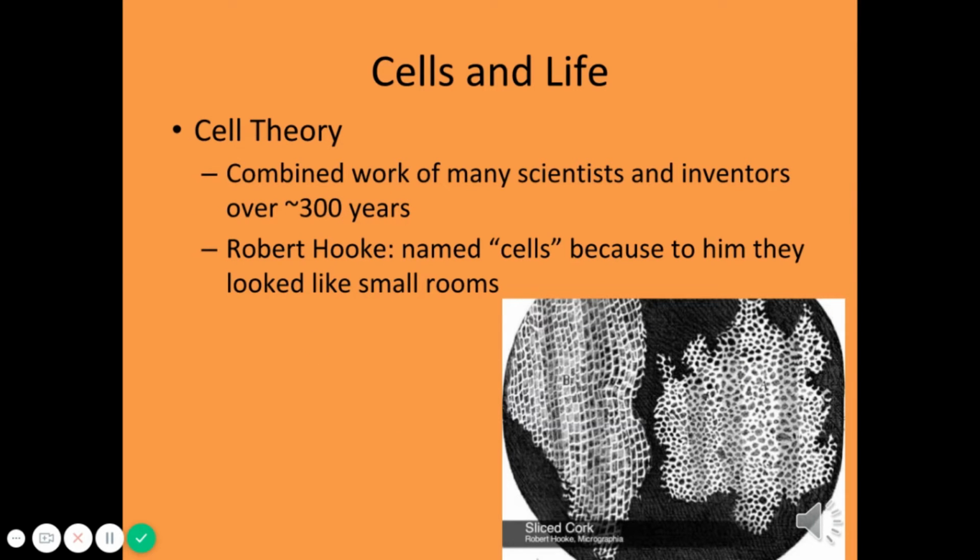Alright, now cell theory is kind of a strange concept, and that's okay. What I want you to know is that cell theory, all of this stuff we're talking about as cells, did not just happen overnight. It's the combined work of many scientists and inventors over about 300 years. And it wasn't just one person who figured all of this stuff out. People had to work together, and there were many different collaborators on this, as you saw from your cell theory timeline. One of the main people I want to talk about was Robert Hooke.